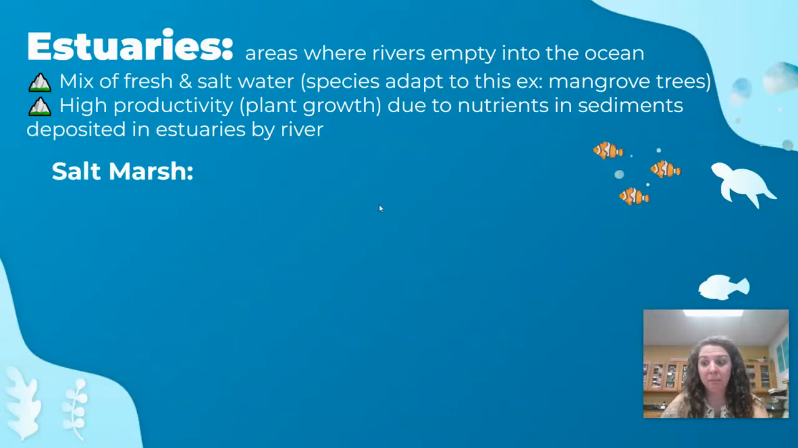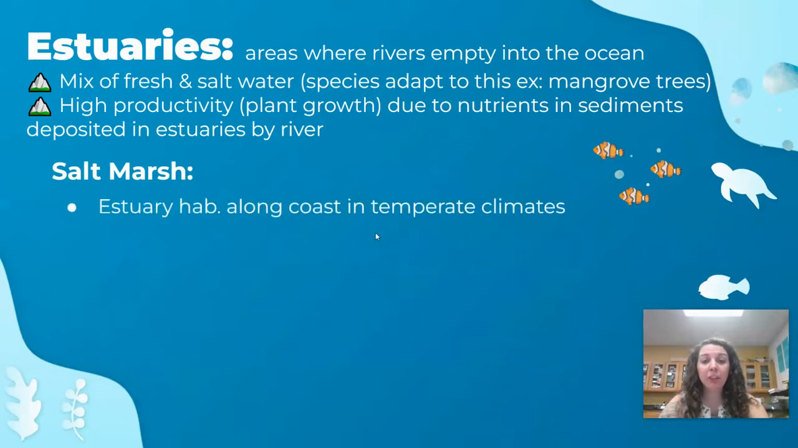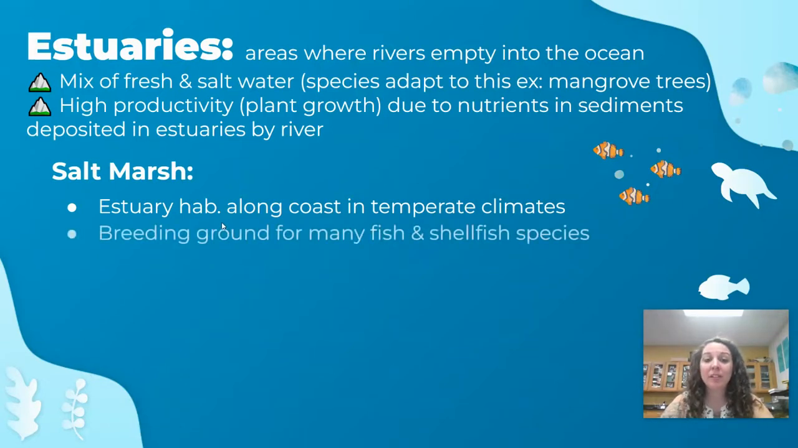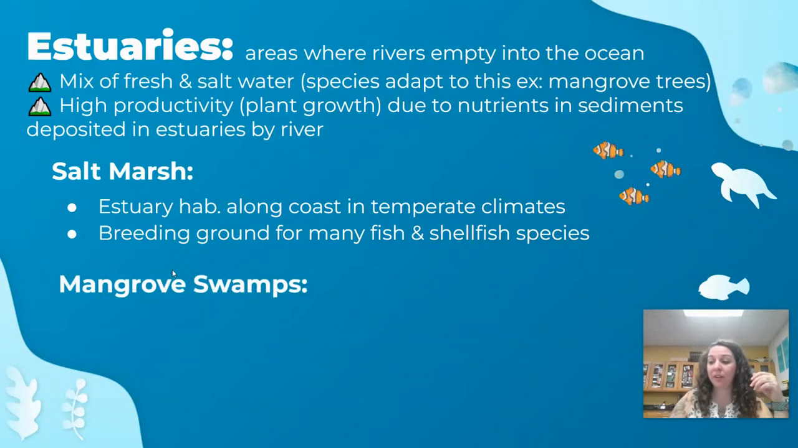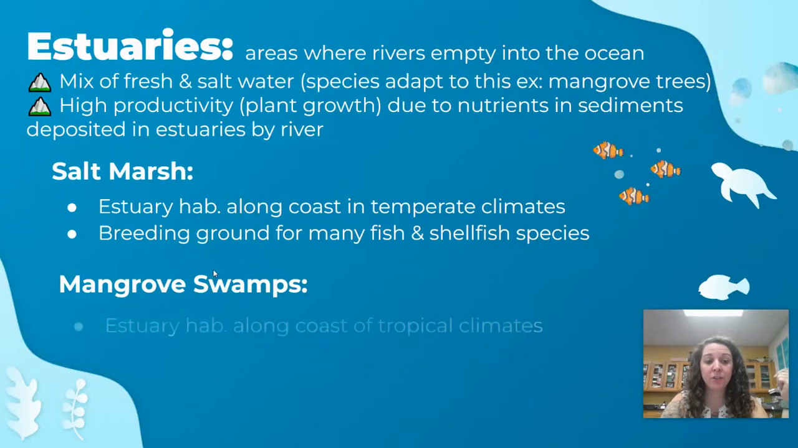So salt marshes, these are estuary habitats that are along coasts in temperate climates. They're super important. A lot of marine organisms will swim up into these marshes and lay their eggs and then go back to the ocean to live the rest of their lives. So it provides important nursery and habitat areas for fish and shellfish.